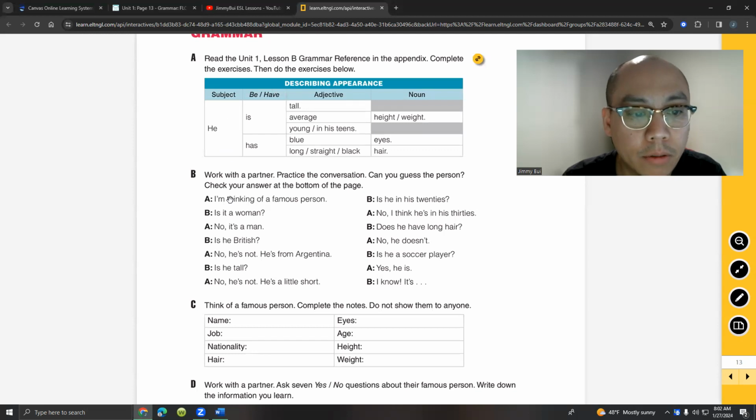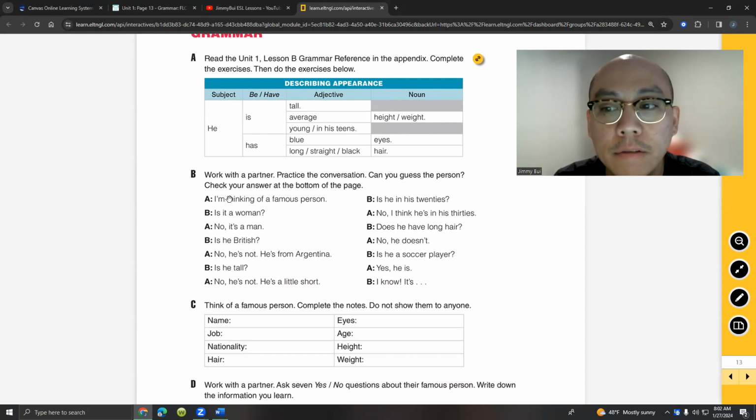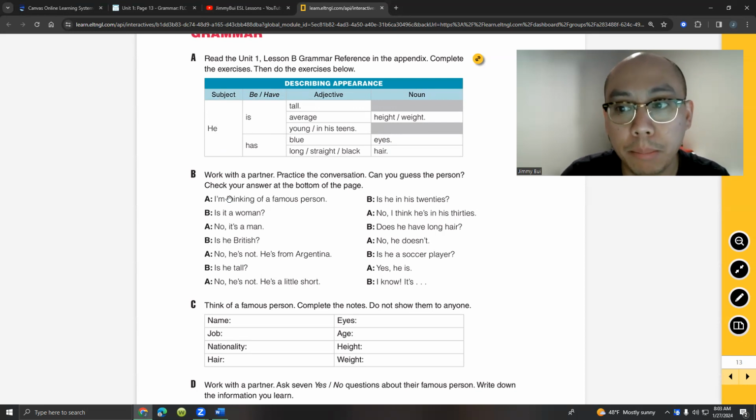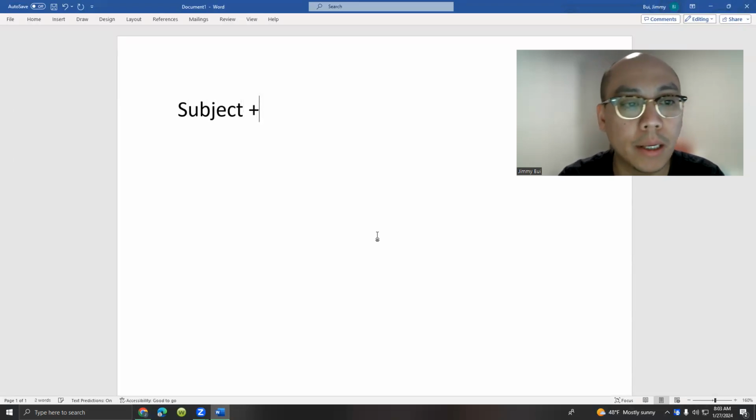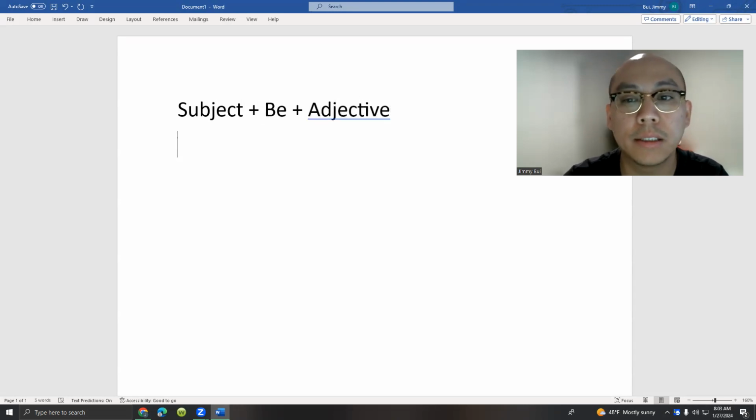So first and foremost, we have he is tall, he is average height or weight, he is young in his teens. And what we have here is subject plus the verb be and adjective. Okay, so adjectives usually follow the verb be. What that means is we commonly use subject plus be plus adjective. And this is a very common structure for sentences.